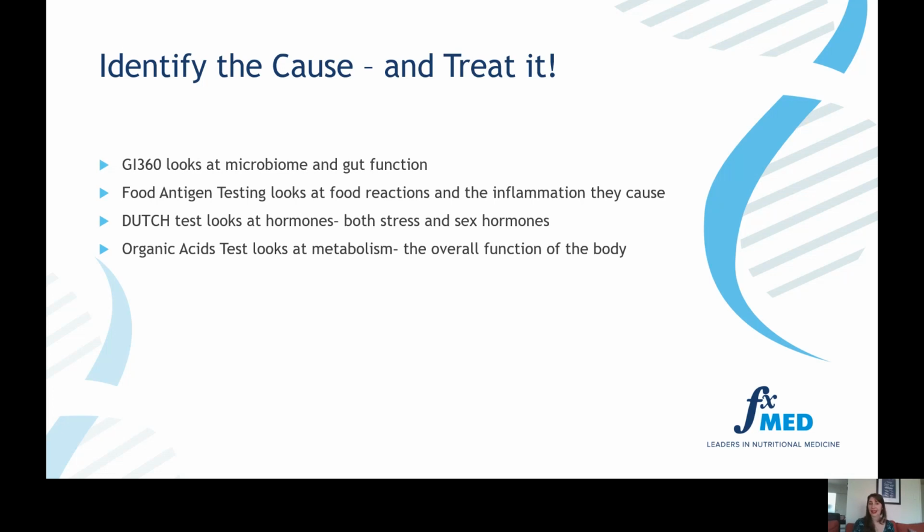So GI360 is a stool test that looks at microbiome abundance and gut function. Food antigen testing will explore a couple of different options, and this looks at the different types of food reactions as well as the inflammation that they can cause and how that can affect our body function. The Dutch test looks at hormones, both stress and sex hormones, as well as some other little cofactors that can affect that, which we'll go through. And organic acid testing looks at metabolism, the general overall function of the body.